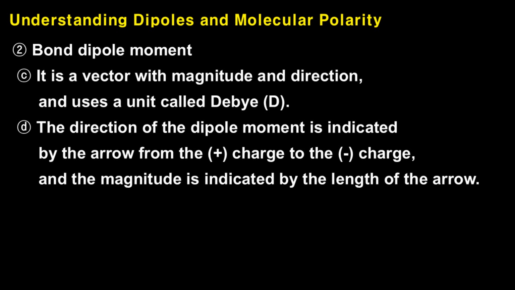To show this visually, we usually draw an arrow. The tail starts at the positive end, and the head points toward the negative end. That arrow tells us which way the electrons are shifting or being displaced within the bond. Dipole moments are measured in a unit called debye, written as capital D, and it's the standard unit we use to express how polar a molecule is.